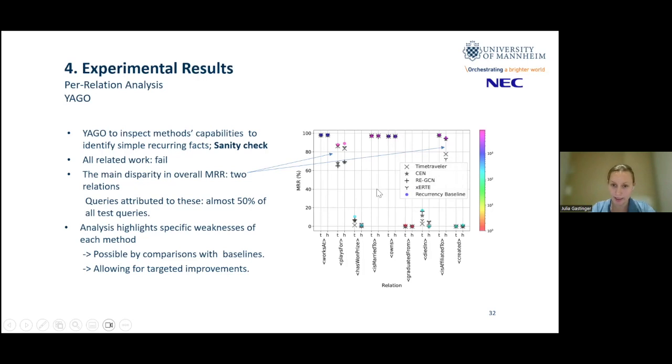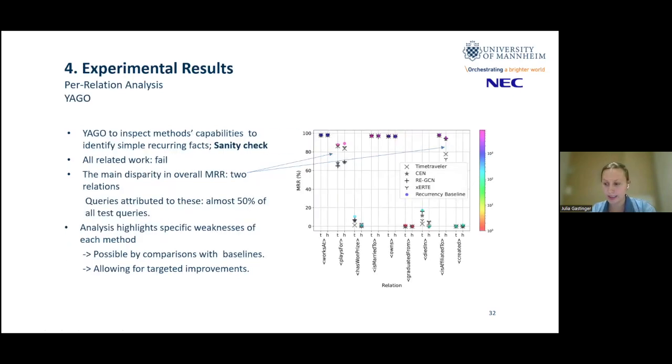When we look at it in this detail, we can find the specific weaknesses of each method, which is only possible because we compare it with this baseline. We can now see, okay, what would be possible if the method can do this easy recurrency thing, and which method fails where. For example, we see that Time Traveler is fine with those, but it has a problem with the is affiliated to relation in head direction. And then CEN and REGCN are fine with is affiliated to, but they have some problems with the place for relation. So when one does this, it's nice because one can do more targeted improvements.